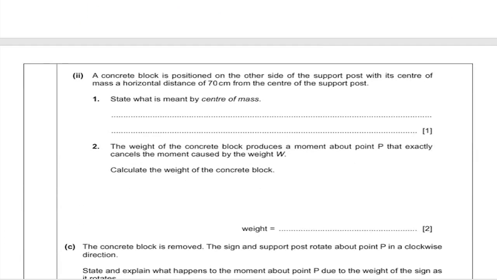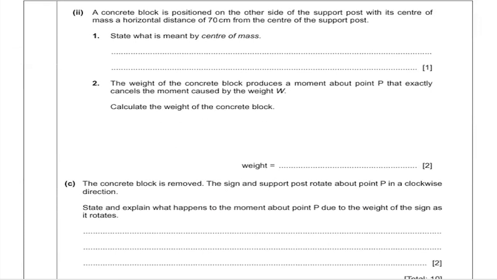Okay, so part two: a concrete block is positioned on the other side of the support post with its centre of mass a horizontal distance of 70 centimetres from the centre of the support post, and it asks you to state what is meant by the centre of mass. A lot of people also got this one a little bit wrong, just because of their use of language rather than a misunderstanding, I think.